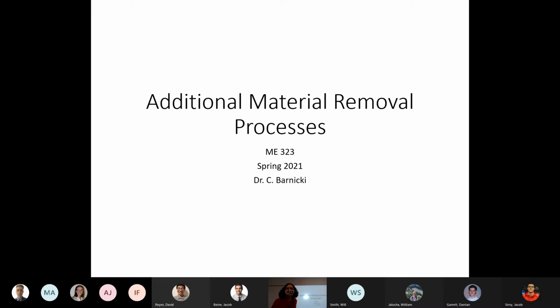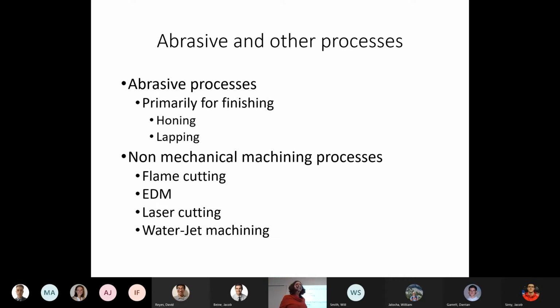Let's move on to additional material removal processes. Sometimes these are considered alternative processes. These are no longer generally considered chip formation. We're going to look at these in 2 different categories. The first is abrasive processes, and we're primarily going to be looking at the abrasive processes for finishing, specifically honing and lapping.